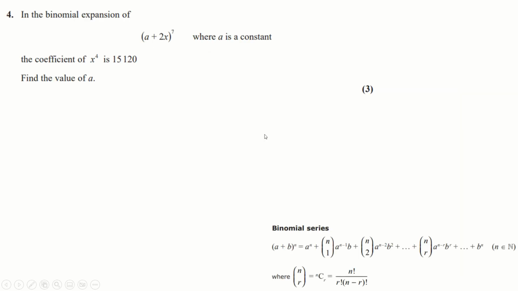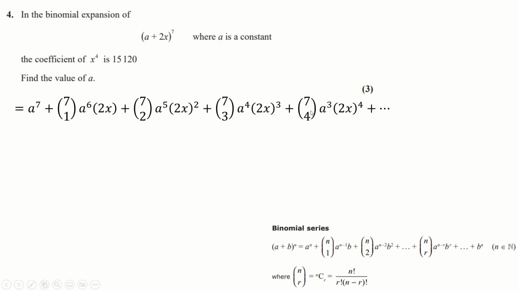Question 4 then is some binomial. You get given this in the formula book. This is how to do a binomial with n is a whole number. You later get told how to do it with that one, but now we'll just use this because it is. So of course, if I expand this out, it's going to look roughly like this. 2x I've just replaced with the b. So every time a b comes along, I'll just write a 2x and a 2x squared and a 2x cubed and so on. And now I'm only really interested in this one here.